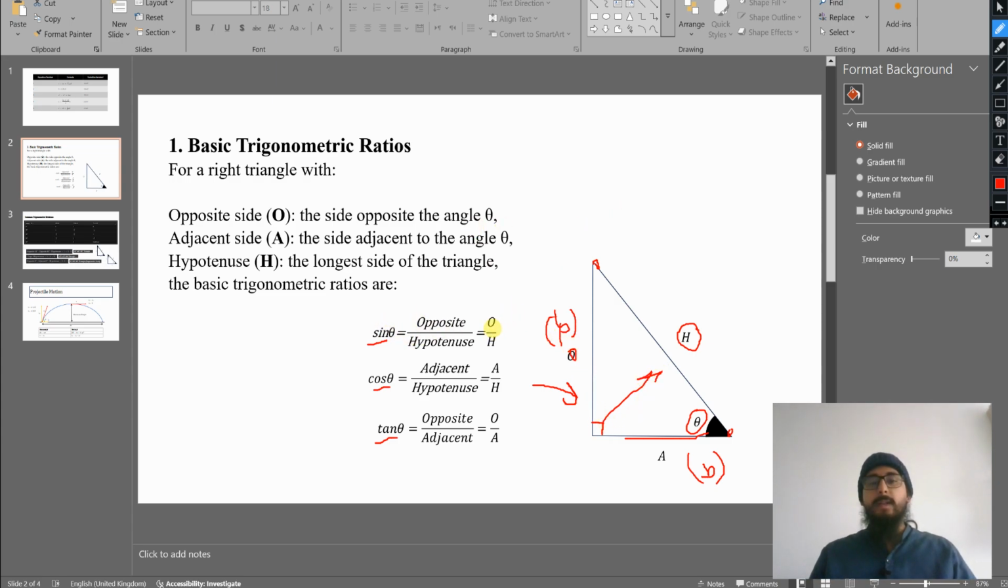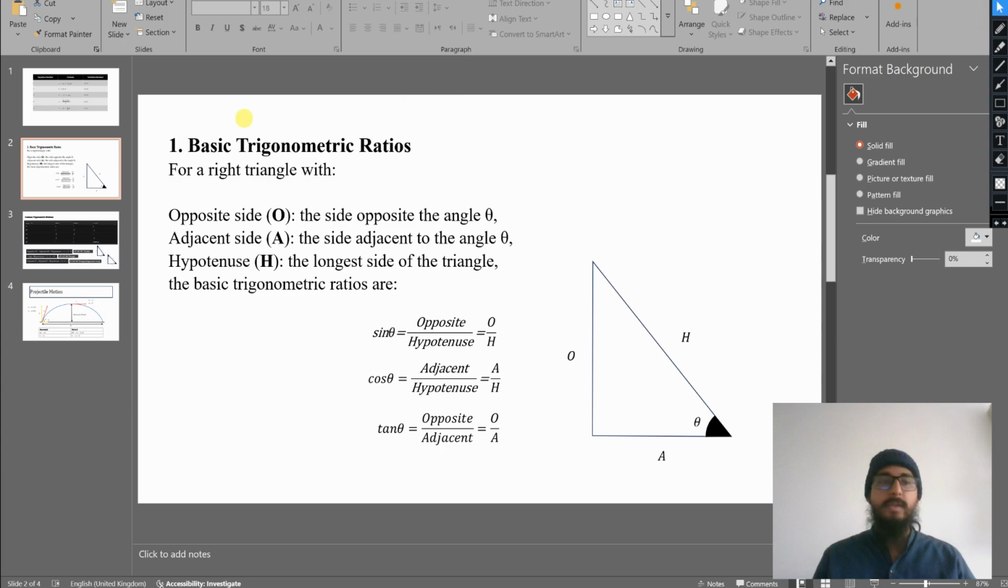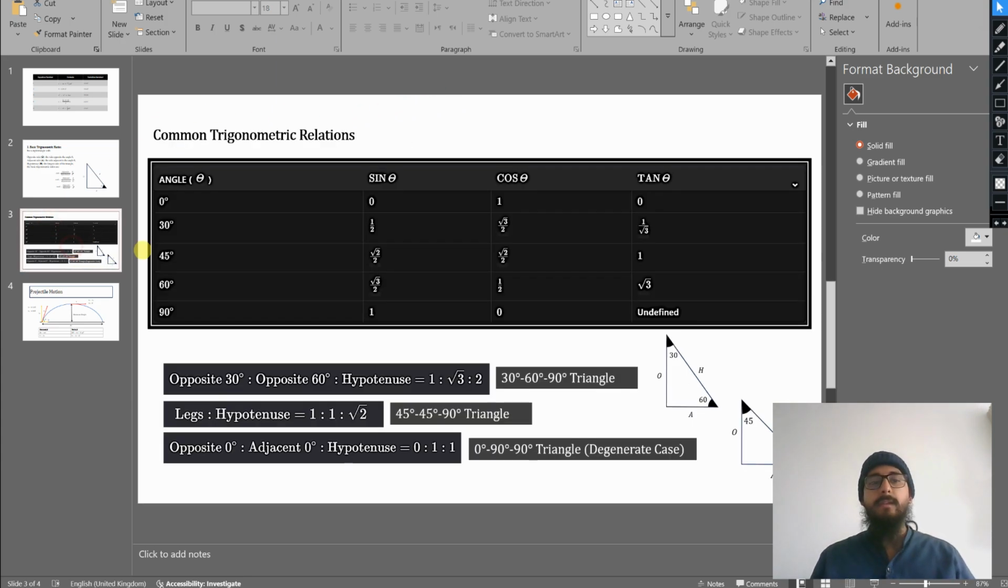So these ratios are nothing but the ratios of the sides, where two of them are placed one upon another. So sine theta is opposite side upon hypotenuse, cos theta is adjacent side upon hypotenuse, and tan theta is the opposite side upon adjacent side. Now let's move on, and please remember them. They are going to be used very frequently in your questions. Now these are some common or special trigonometric ratios.